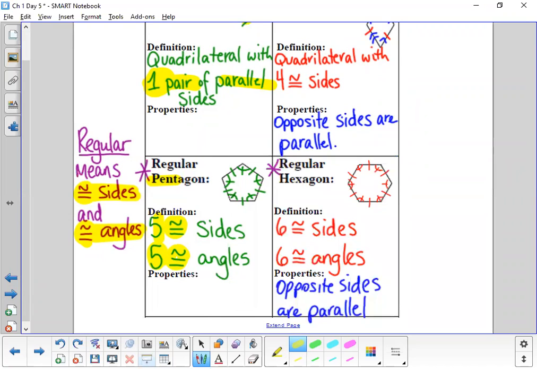Next up here, we have the regular hexagon. Hexa means 6. So you can see here it has 6 congruent sides and 6 congruent angles. My diagram was getting a little too crowded though, so I didn't mark the properties, but for a hexagon, it has 3 pairs of parallel sides. So the opposite sides of a hexagon will be parallel, but I just didn't mark them on that diagram.